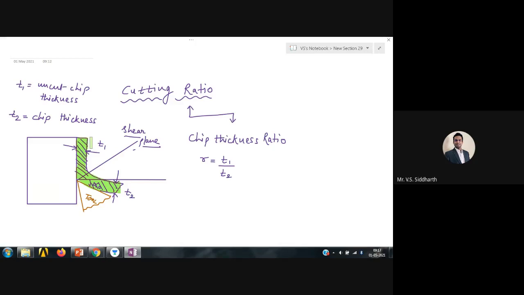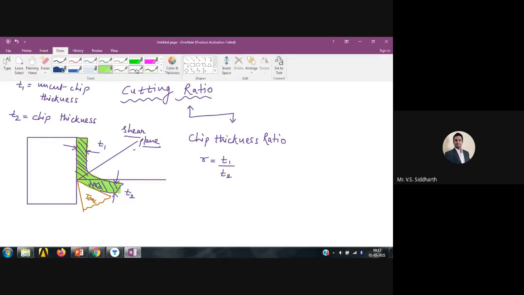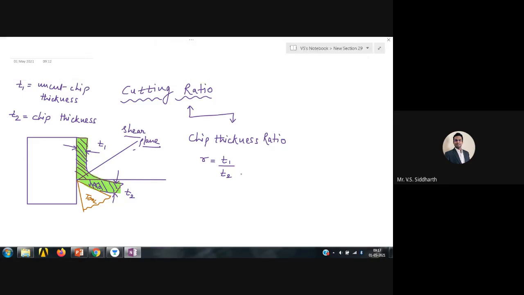Someone has given the answer that it is less than. So that answer is actually correct. Okay. Always the thickness of the chip is more than the uncut chip thickness. The thickness of this chip, this is always more. T2 is always greater than T1. So this ratio is always less than 1. Okay. This ratio is always less than 1.